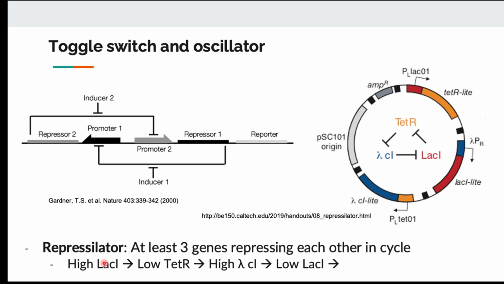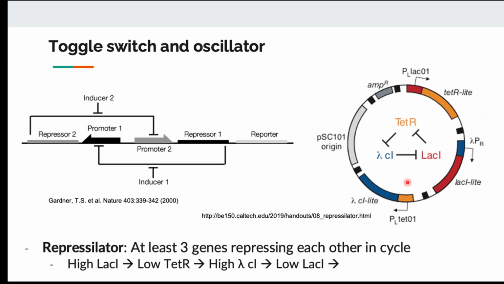If you have high RACI, you start off with a high expression level of RACI. High expression of RACI is going to turn off TET-R, replacing TET-R. But when you have low expression of TET-R, this means that lambda CI can be expressed, because TET-R used to downregulate lambda CI. Without TET-R, lambda CI is going to be expressed. But when lambda CI is expressed, it's going to turn off RACI. So now you have an interesting condition where you start with high RACI, but you end up with low RACI.